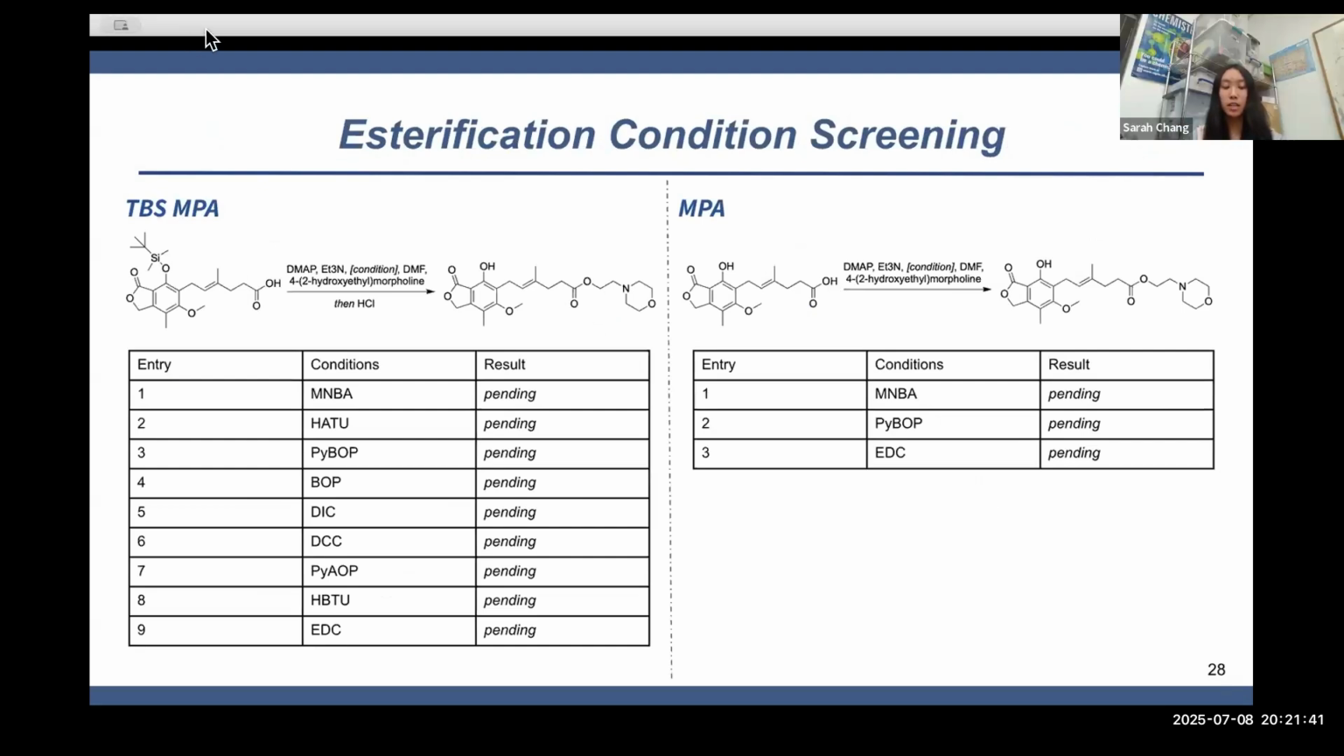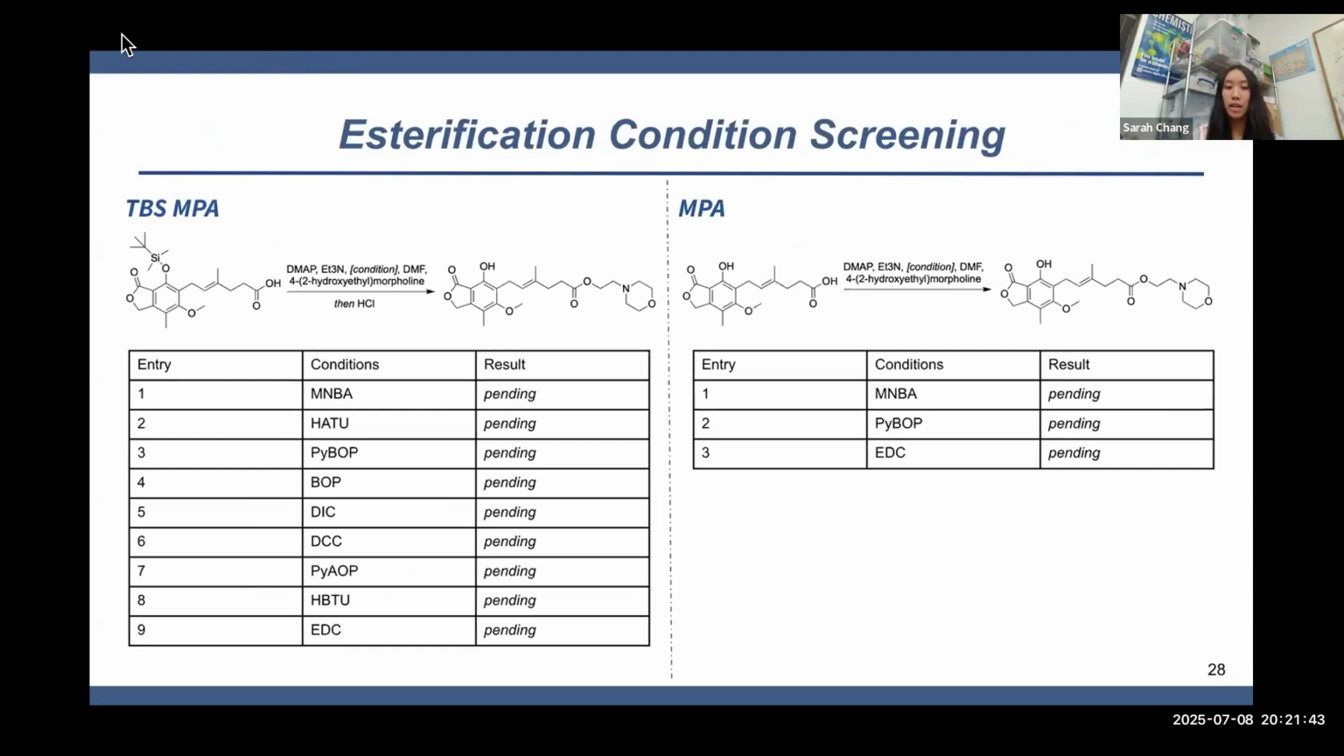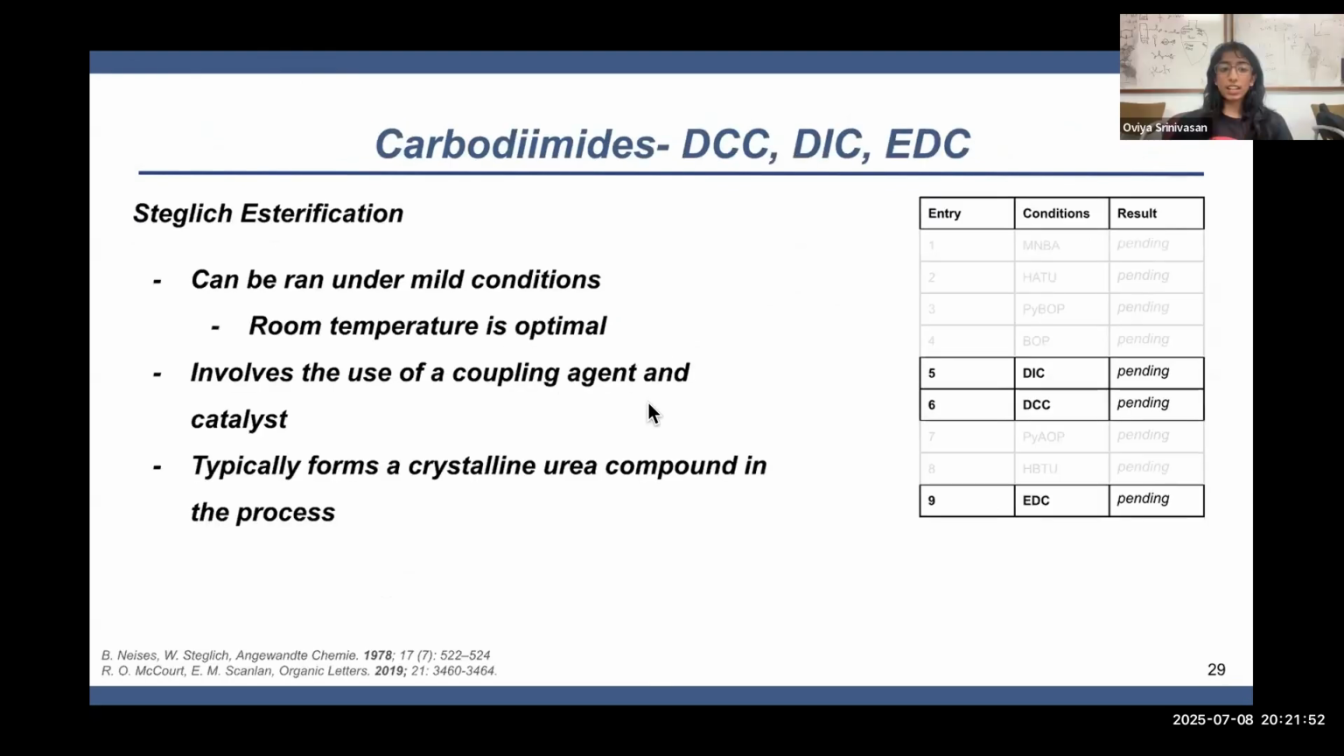In addition to screening deprotection conditions, we screened esterification conditions to see which will allow us to form the mofetil ester seen on the right. The Steglich esterification is a well-known method for synthesizing esters utilizing a category of compounds known as carbodiimides. It can be run under mild conditions such as room temperature and involves the use of a coupling agent and a catalyst. It's also known for the crystalline substituted urea compound that is formed in the process.